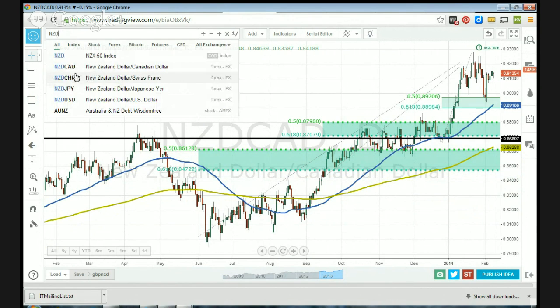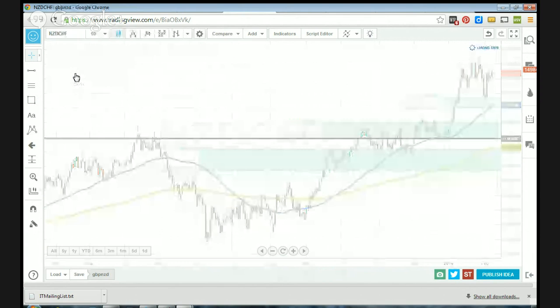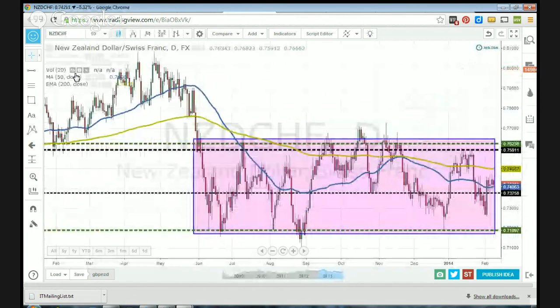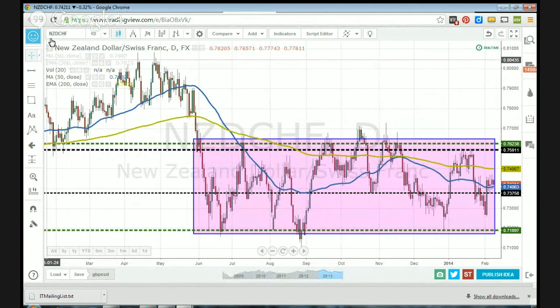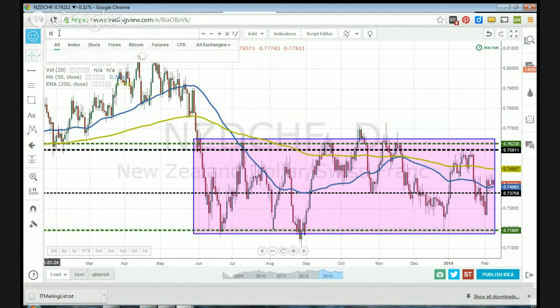New Zealand Swiss. Okay, still in the middle of this range. Like I mentioned with these range bound things, if it goes to top or bottom, I could be interested in trading it. Other than that, I will hold off. And I still prefer the trend opportunities.